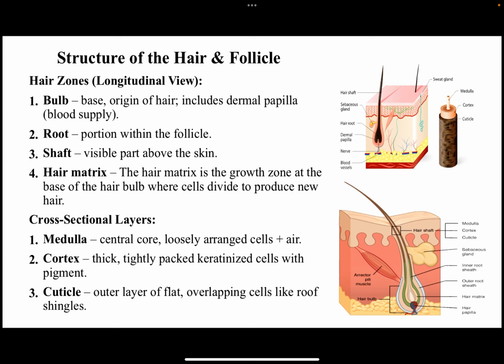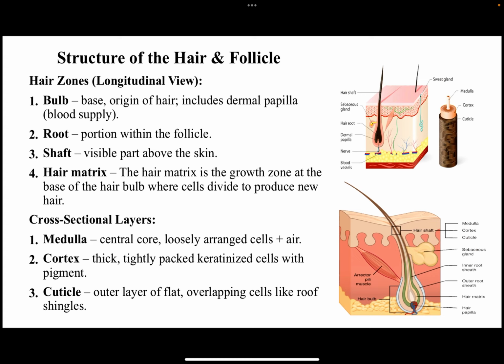Then we have the hair matrix. The hair matrix is the growth zone at the base of the bulb where the cells divide to produce new hair. That is where cell division occurs. It's because of the hair matrix that new hair forms.